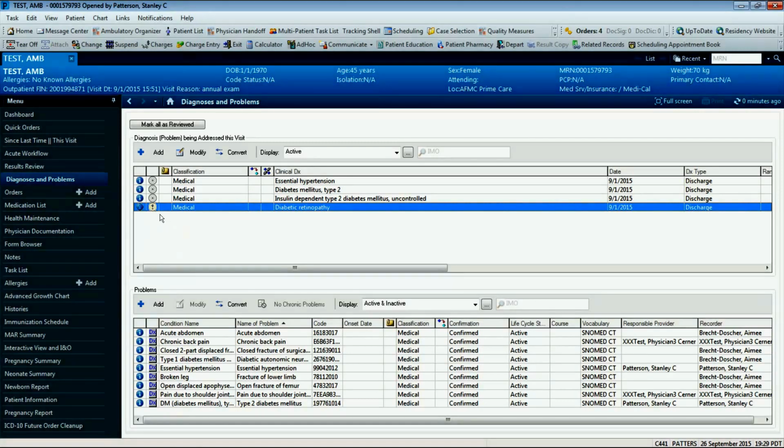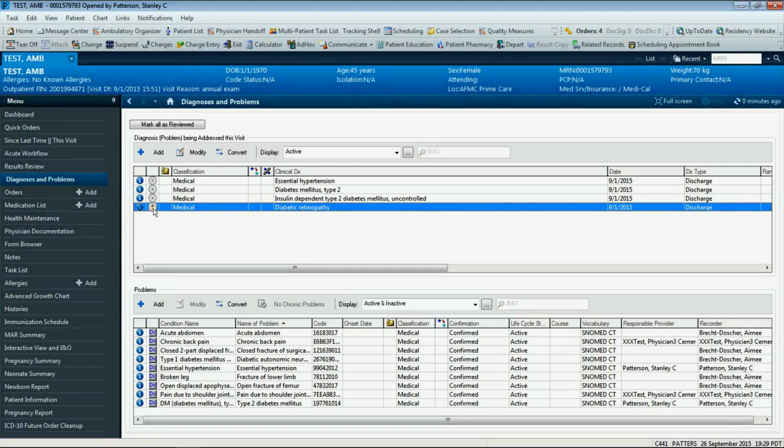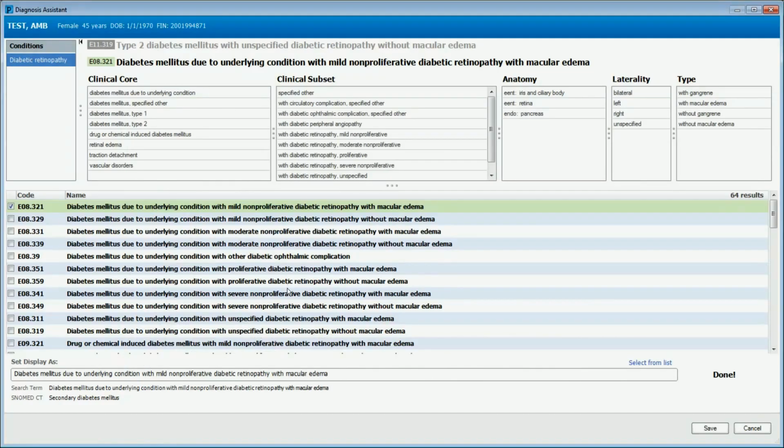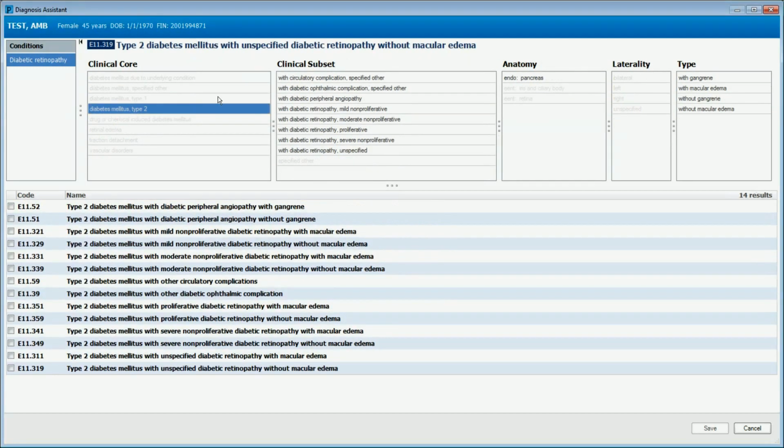Now this is where your diagnosis assistant will come in. If you double click the little icon, it'll take you to the screen. And the purpose of this screen is to help narrow it down to a more specific code. So you can tell here you have 64 options. So you want to start off with your clinical core. You know this is type 2 diabetes mellitus.